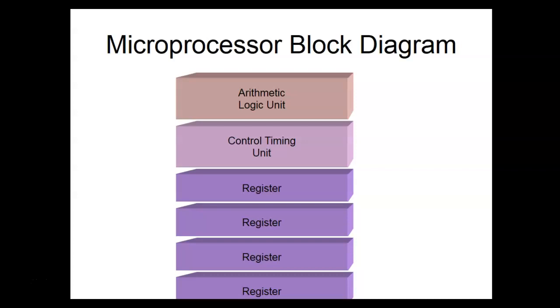Then we have control and timing, which basically just makes sure everything's at the right place at the right time. And then we have registers inside the processor that hold data when it's actually being processed. Normally we bring the information in from RAM, this data, not instructions, put it in a register, and then we add registers together and stuff like that. Are we okay?